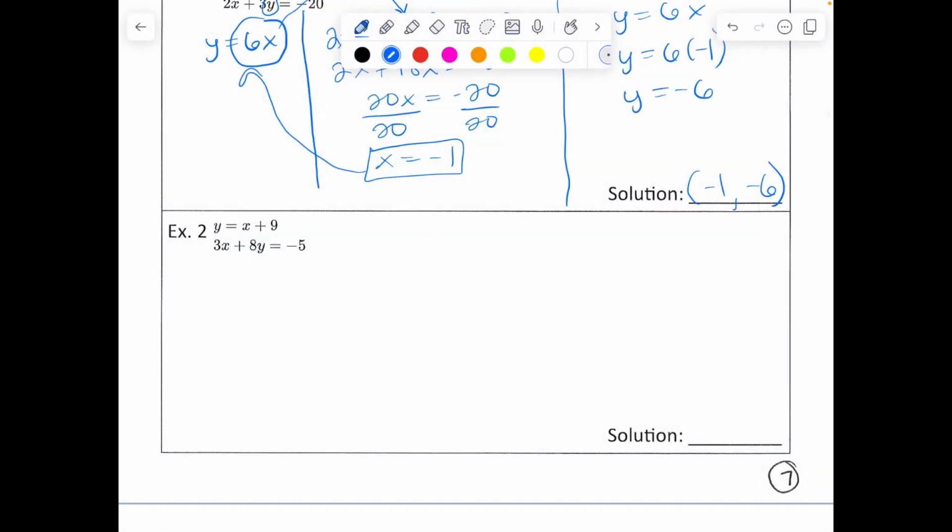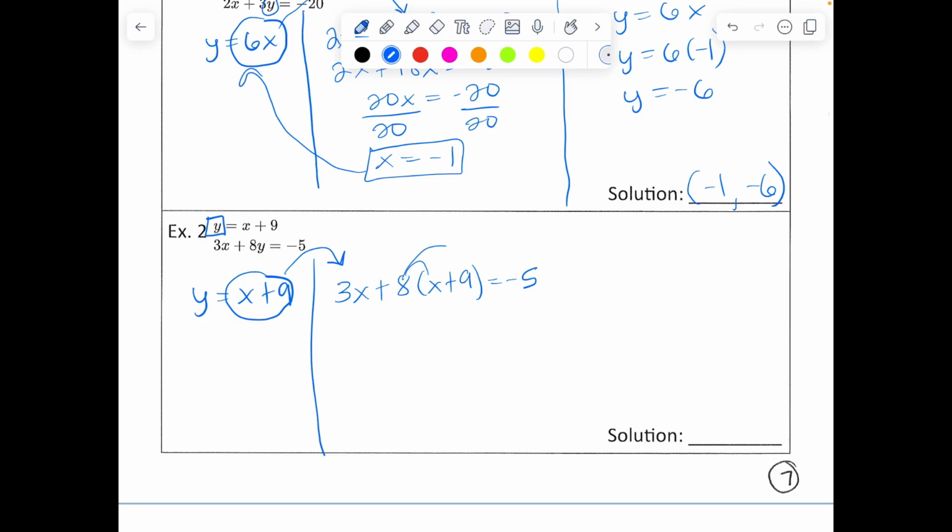All right, looking at number 2. Again, step 1 is to find the single coefficient that's isolated by itself. That's y. So we found that. Step 2 is to take that part of our equation and substitute it into the other. So instead of y in the second equation, I can plug in this other part. Then I can solve for x. I'm going to distribute the 8 to everything inside of that parentheses.